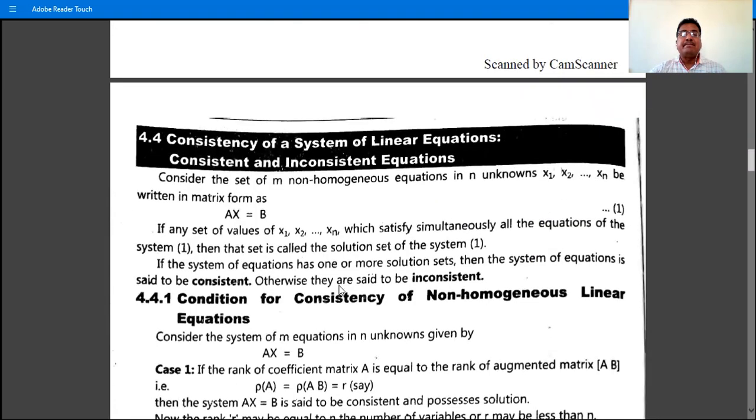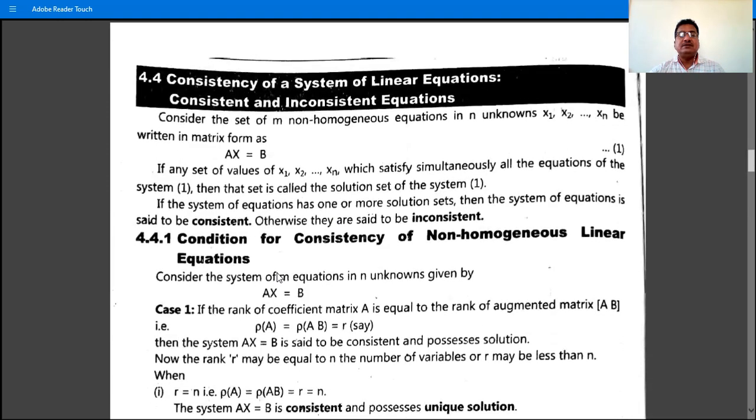Now, consistency of the system of linear equations. When we say the system is consistent: if the system has one or more solutions, then we say the system is consistent. Otherwise, we say the system is inconsistent. That is, if the system, either homogeneous or non-homogeneous, has at least one solution, then the system is consistent. Otherwise, it is inconsistent.